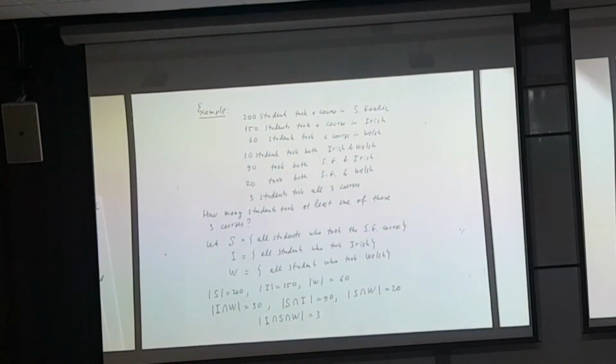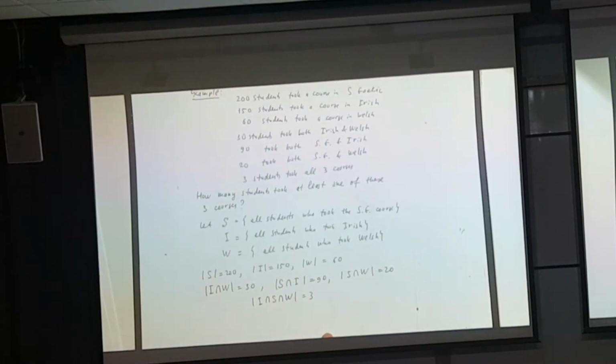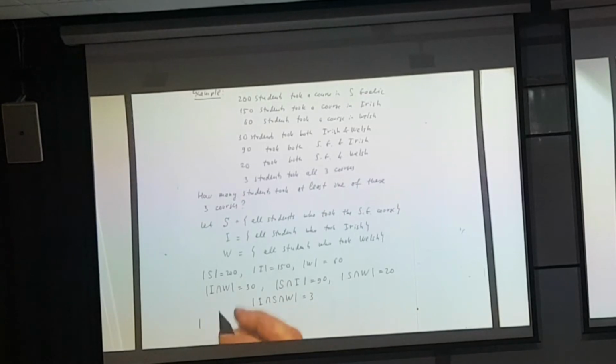All right, what next? So we converted all the data into these numbers of elements and sets. What about the question? So students who took at least one of these three courses, those would belong to the union of the three sets. So we are after the number of elements in the union. Okay, so we want to find I union W union S.